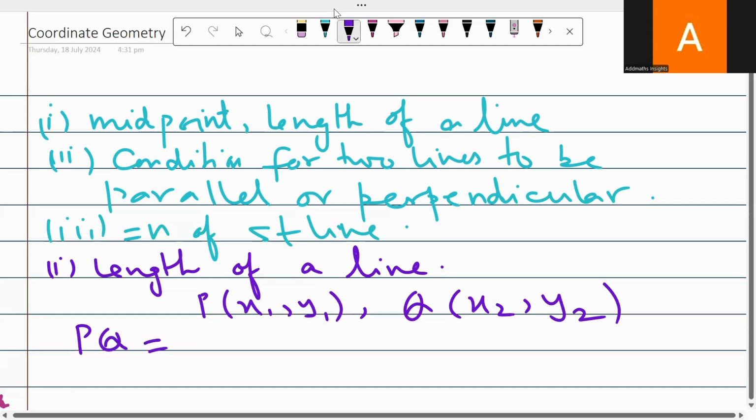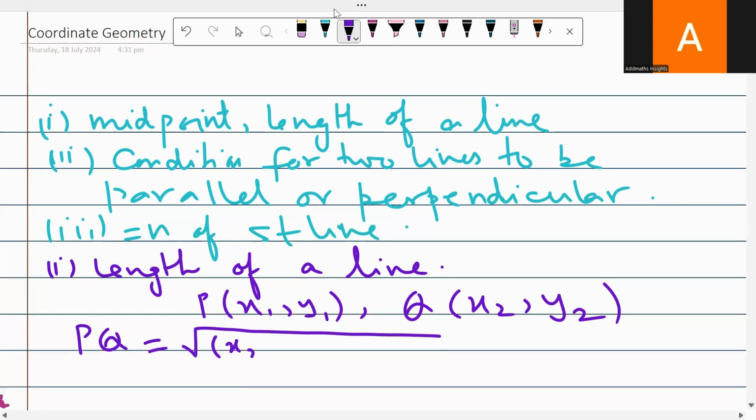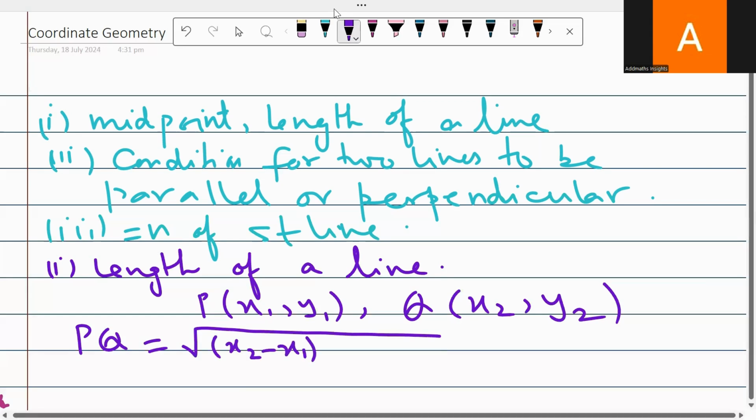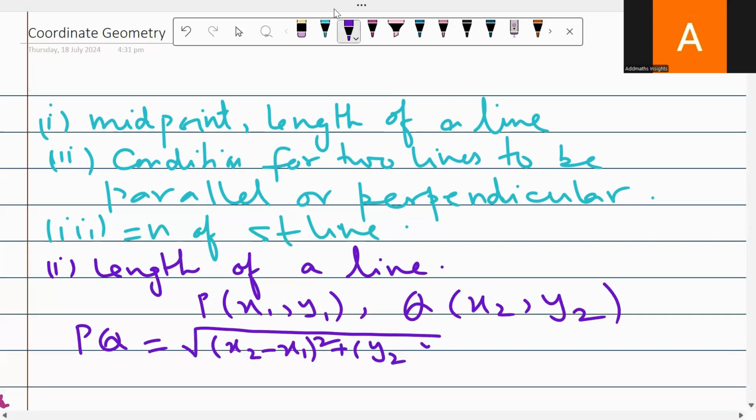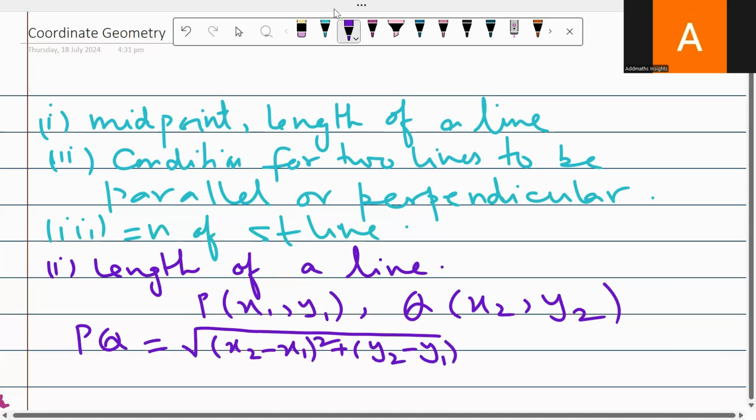Then the formula is the square root of x2 minus x1 whole square plus y2 minus y1 whole square.